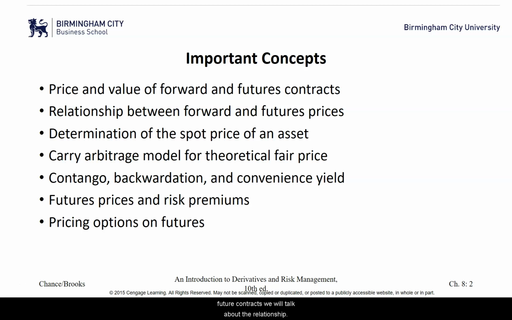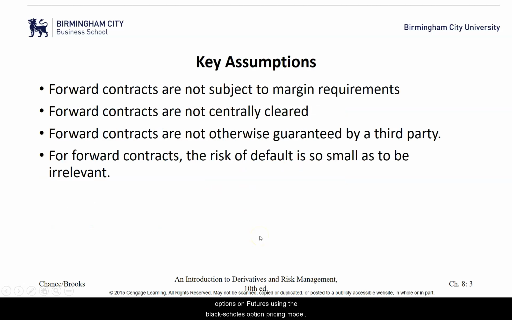We will talk about the relationship between forward and future prices, and we will be particularly focusing on the carry arbitrage model. We will also have a discussion on contango, backwardation and convenience yield, and the future prices and risk premiums. And finally, we will be looking at the pricing of options on futures using the Black-Scholes option pricing model.